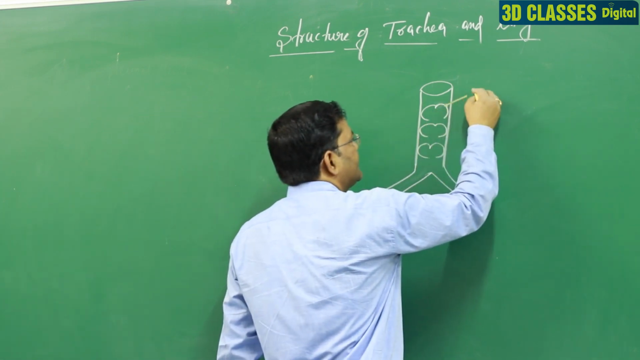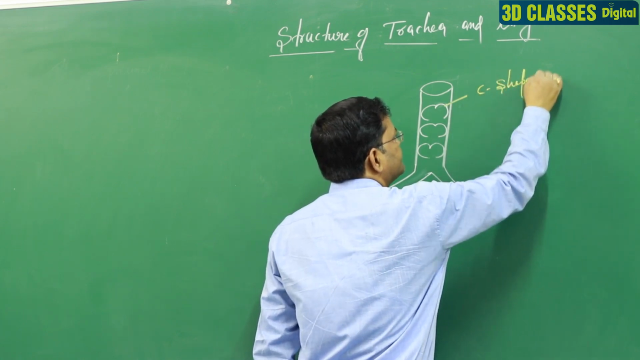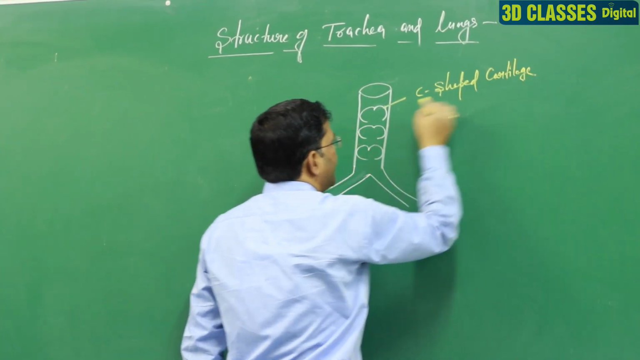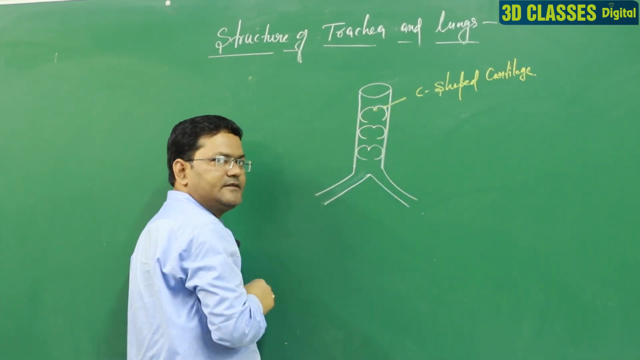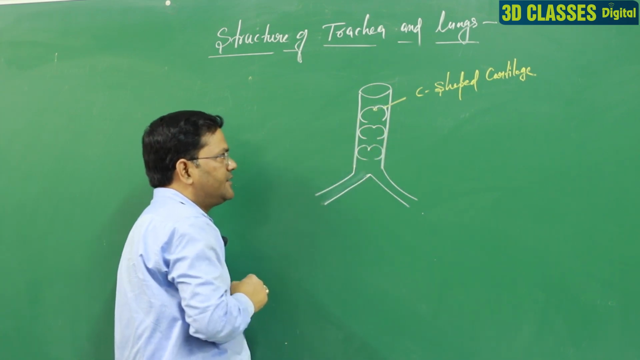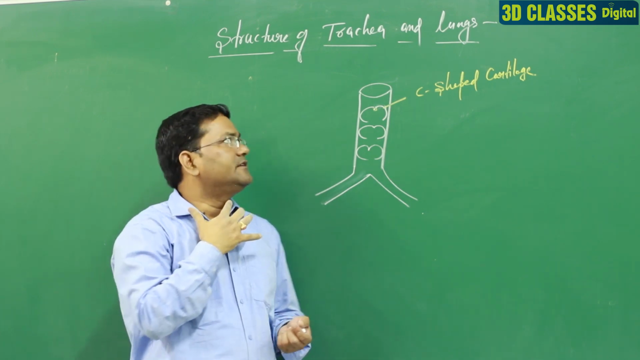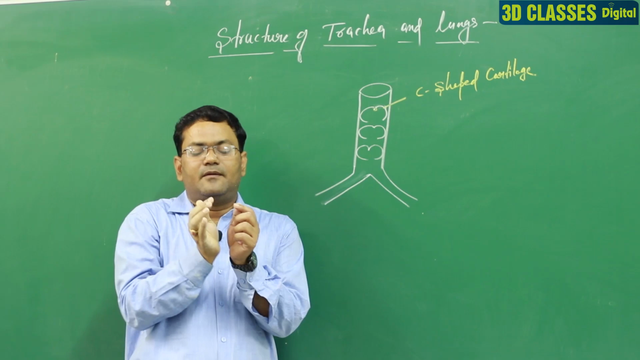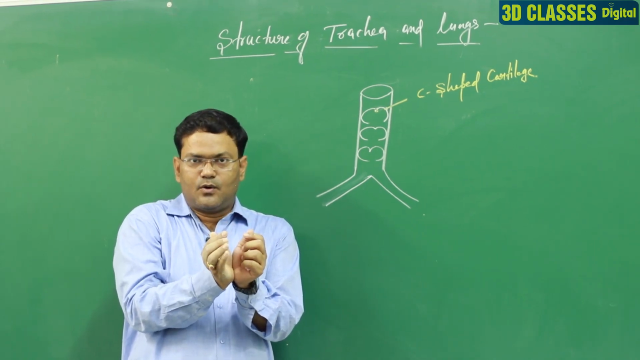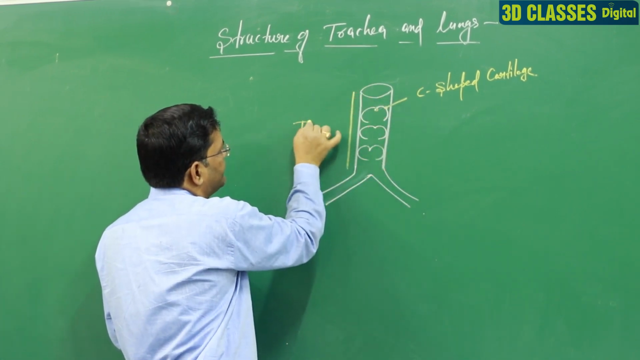So that is the C-shaped cartilage. In the back part, this cartilage is joined, and the front part is open. That means in this trachea, the back part of the C-shaped cartilage is joined and the front part is open. So this is called the trachea.